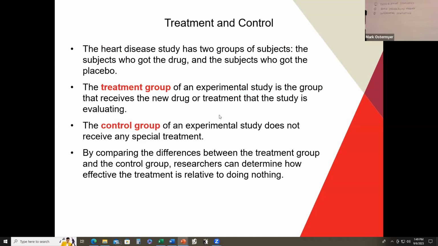And again, when we are conducting an experimental study, like with the drug versus the placebo pill, we have a treatment group. That's the group that receives the actual drug, and the control group is the group that receives what is called the placebo. So we do have some control as to who receives what, and that's why it's called an experimental type study.